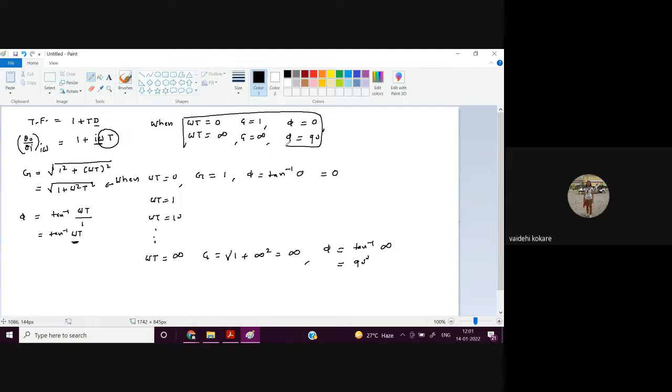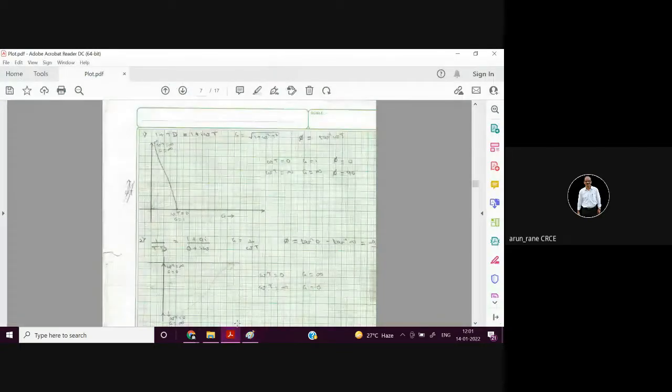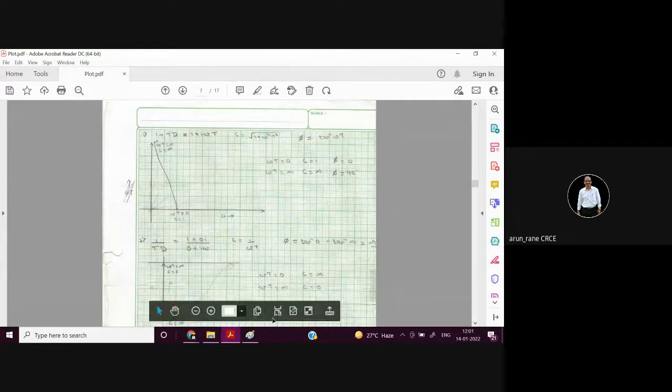Yes, sir. Between, you have different values. ठीक है, between omega t 0 to infinity you can take 45 degree and so on. But the two extreme values we should get. Okay, so omega t is 0, g is equal to 1, phi is equal to 0. Omega t is equal to infinity, g is equal to infinity, and phi is equal to 90 degree. Now how to plot this?